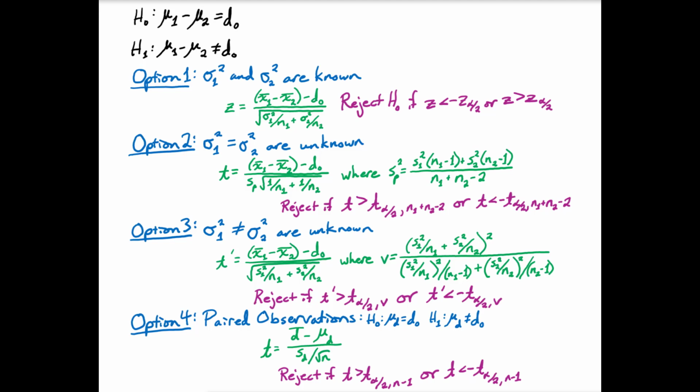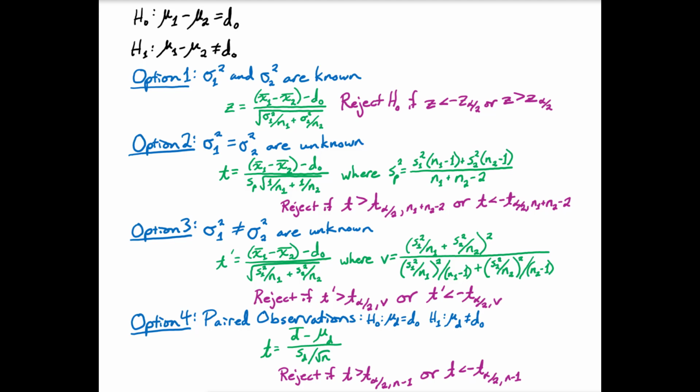So when we have two populations, and two population means, two samples that we're working with, we have four options. Now we've seen all four of these options before when we were working with confidence intervals. So hopefully what follows is pretty much review for you at this point.